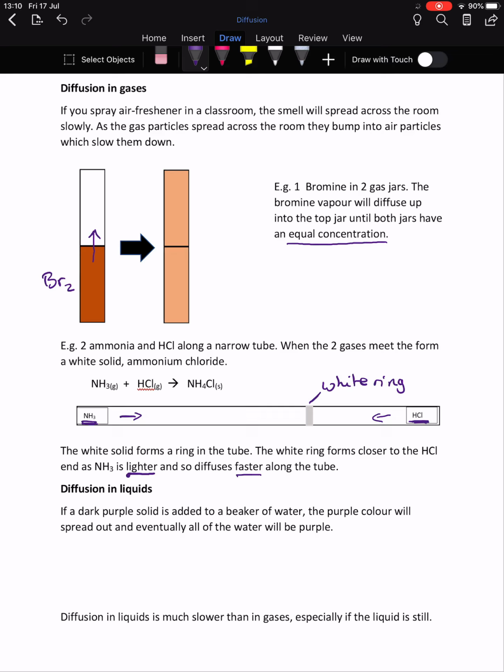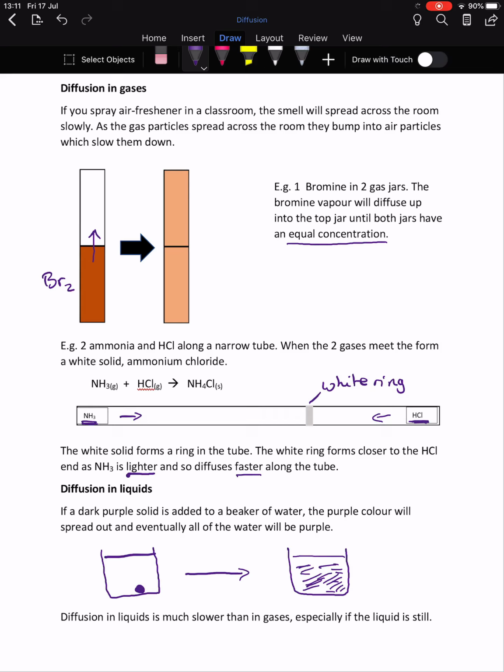Diffusion in liquids. If a dark purple solid is added to a beaker of water, the purple colour will spread out and eventually all of the water will be purple. So if I start with a beaker, it's got some water in it, and I put in a purple solid. Over time, that purple colour will spread out and it will fill the entire beaker.